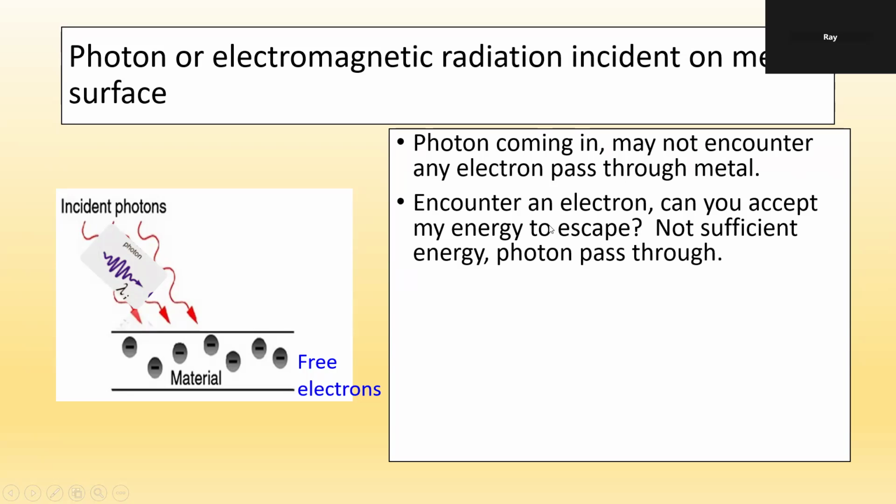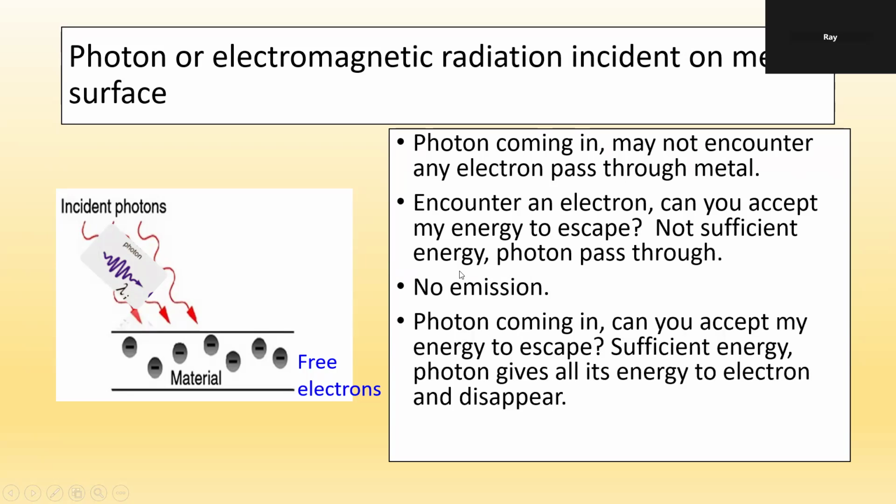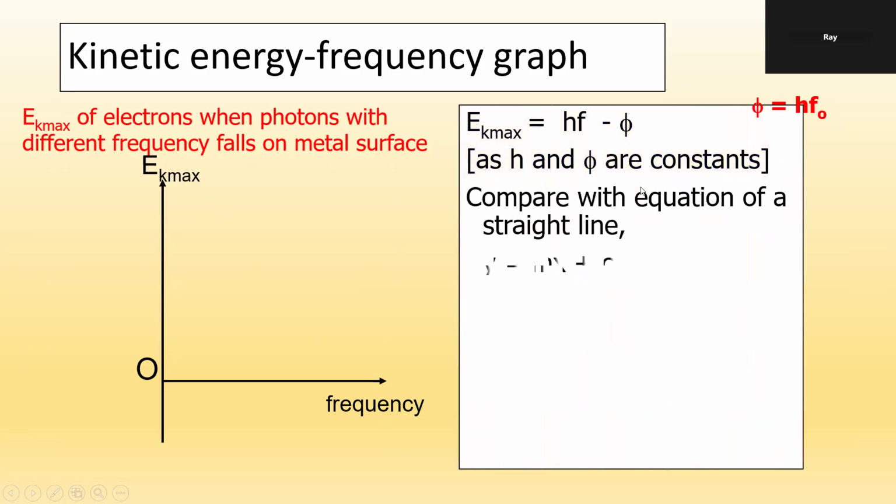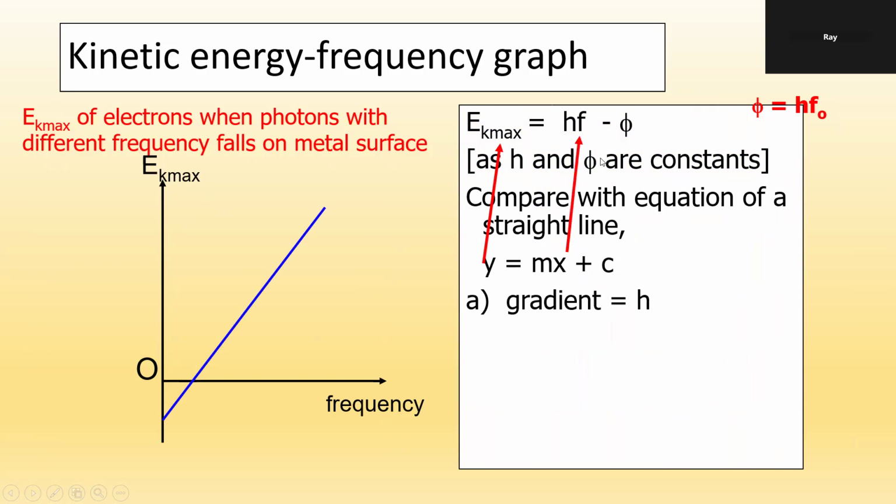Look at the equation. We write the equation, kinetic energy against frequency. Ek max of electrons when photons with different frequencies fall on the metal surface. h and phi, the work function, are constant. Compare with the equation of a straight line. This is the equation of a straight line. Frequency compares to x, Ek max compares to y. So the gradient is your Planck constant. The y-intercept is minus the work function. When y equals 0, which is this line, the x-intercept is the threshold frequency, this f0.